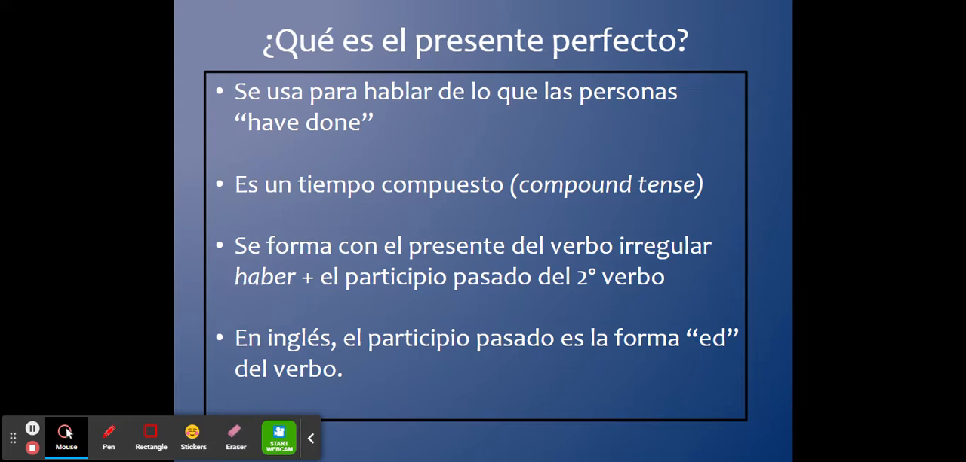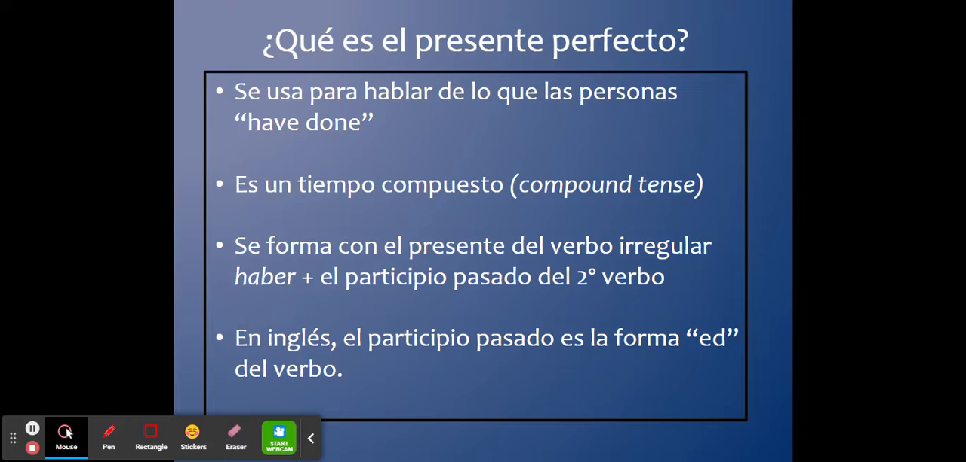So, primera cosa. Okay? Que usamos el presente perfecto para hablar de lo que las personas have done. So we use it to talk about what things have done. And it is a compound tense, un tiempo compuesto, which is how you say compound tense. It's formed with the present of the irregular verb haber. So se forma con el presente del verbo irregular haber.